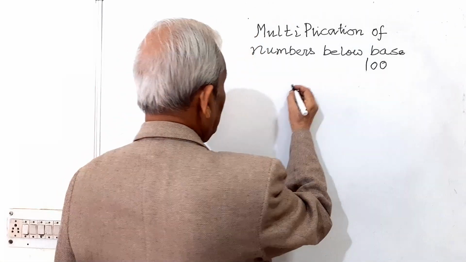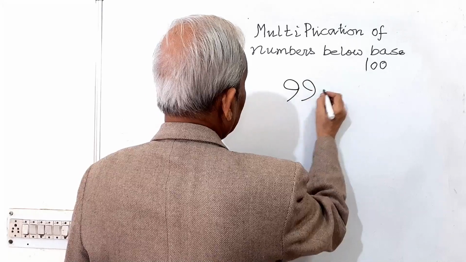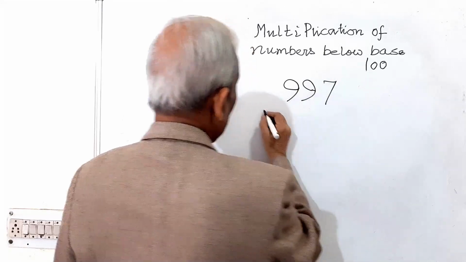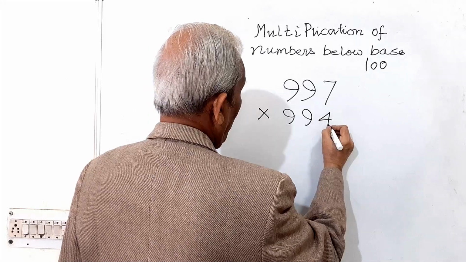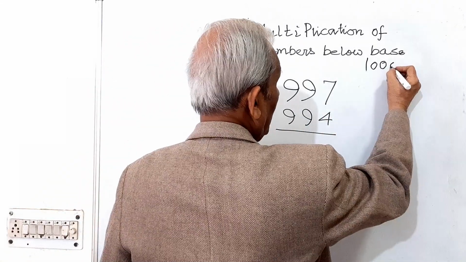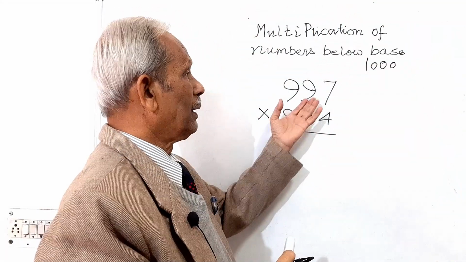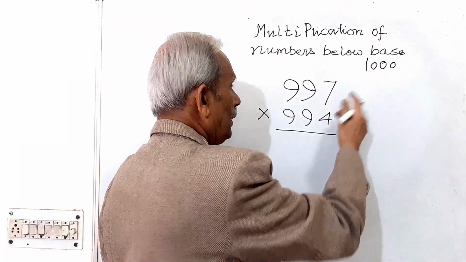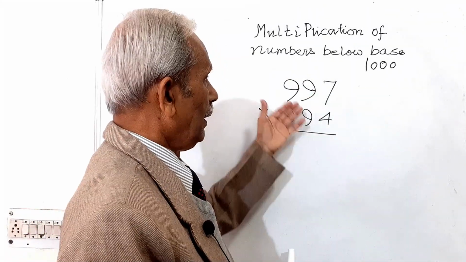Now we'll see some 3-digit question. 997 into 994. Here, what is the common base? The common base is 1000. So mentally you know that the common base is 1000 and the difference from this is minus 3. I'll do it mentally now. Let me do it mentally, then I'll write.